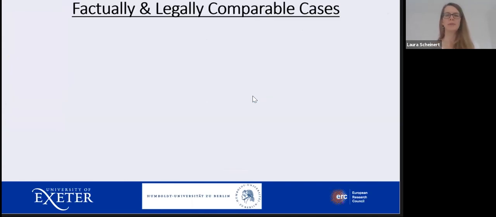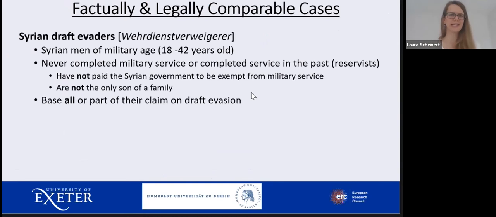Now, who are those appellants that we're looking at? We're looking at Syrian draft evaders. And why is that? That is because this group of people and this group of appeals really gives us as close as possible of a case where individual cases are as factually and legally comparable as possible, as far as we can get in the real world, because obviously we can't do an experiment and randomly assign people.